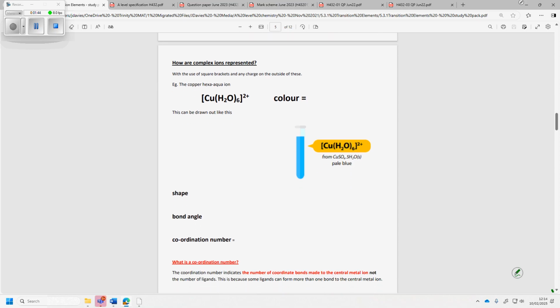Now, copper sulfate. We know that copper sulfate contains aqueous Cu2+ ions. But actually, it's a little bit more interesting than that. Copper 2 sulfate contains what we call the copper hexa-aqua ion. It's a transition metal complex. It's a central metal ion, copper ion.